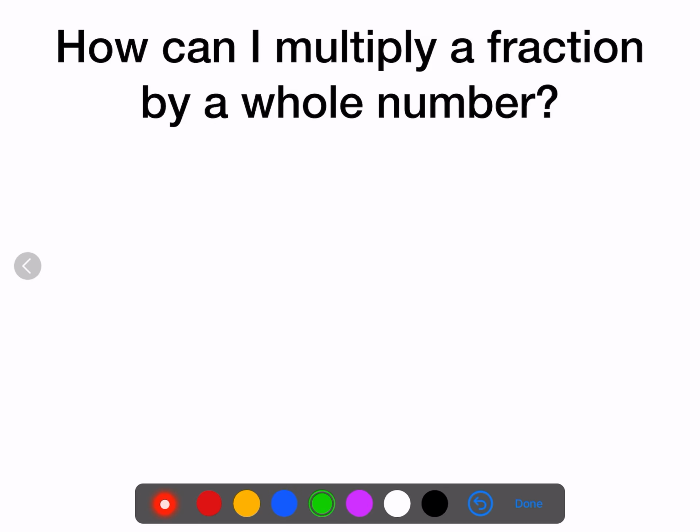In this video, we're going to answer the question, how can I multiply a fraction by a whole number? So maybe our question is 3/5 times 4. So we're trying to multiply a fraction by a whole number.